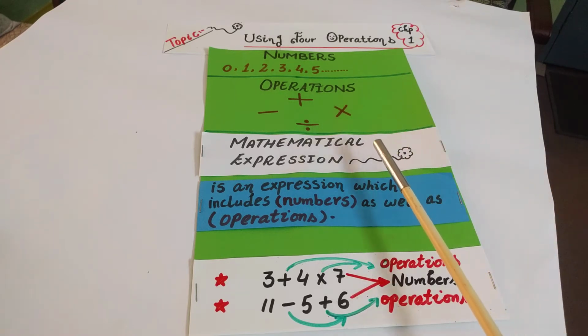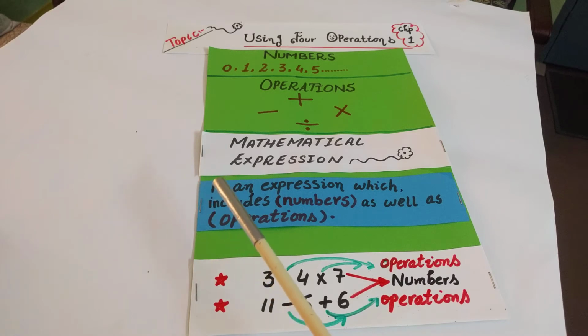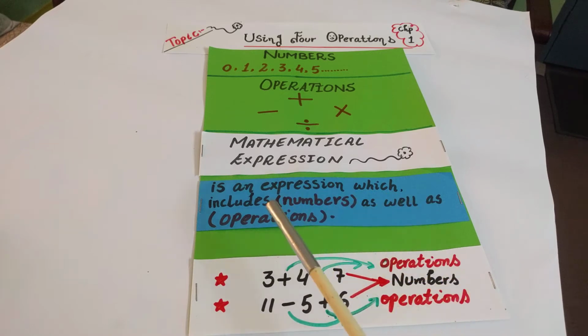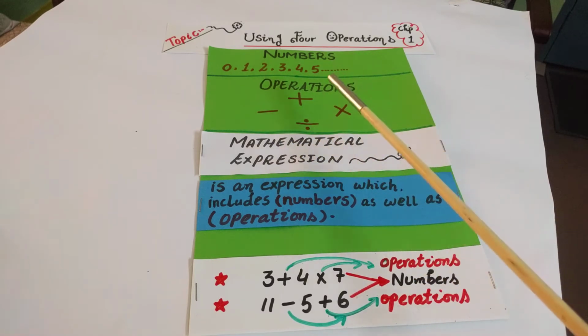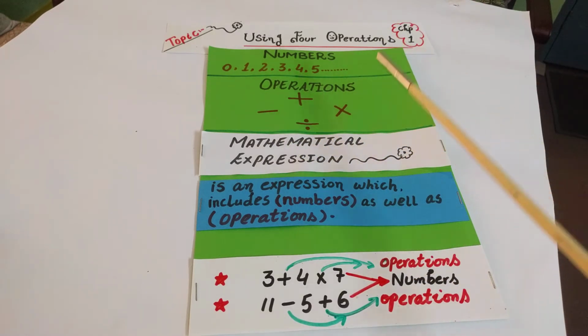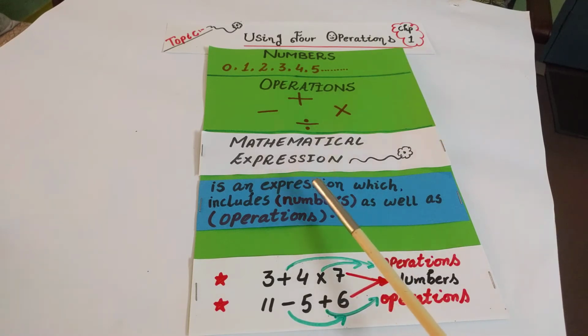Number 3. Mathematical expression. What is a mathematical expression? A mathematical expression is an expression which includes numbers as well as operations. Clear? It means when we use the numbers and these operations together in the same sum, in the same problem, then that problem is actually called a mathematical expression.